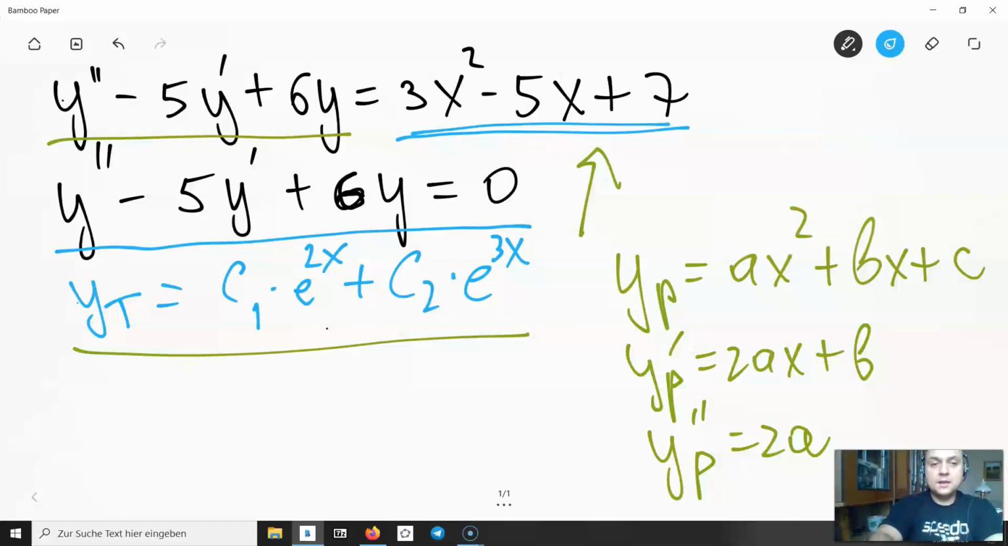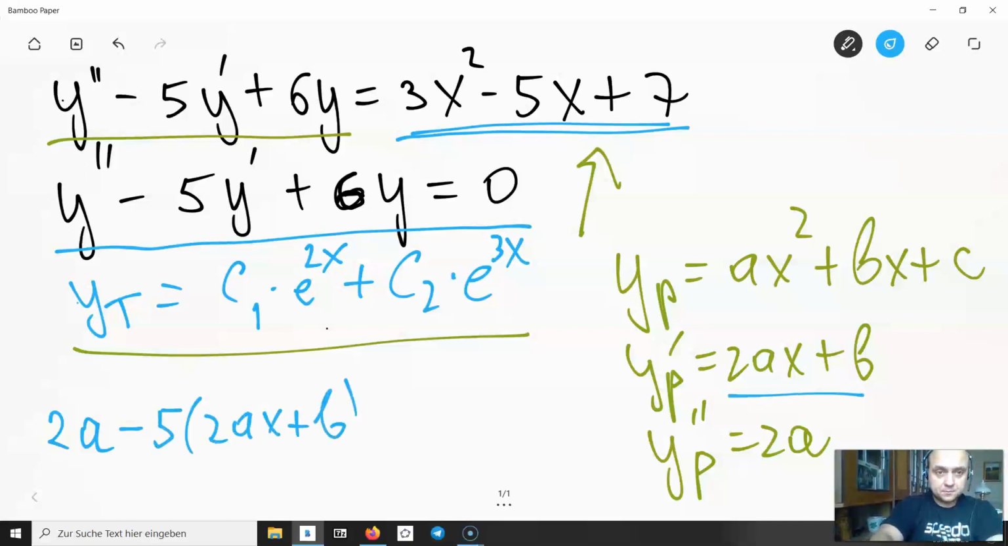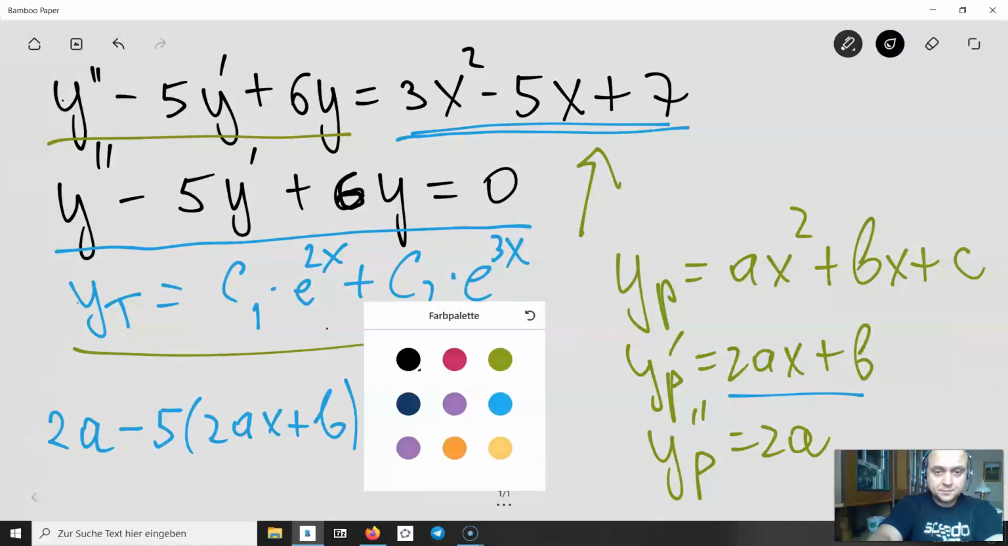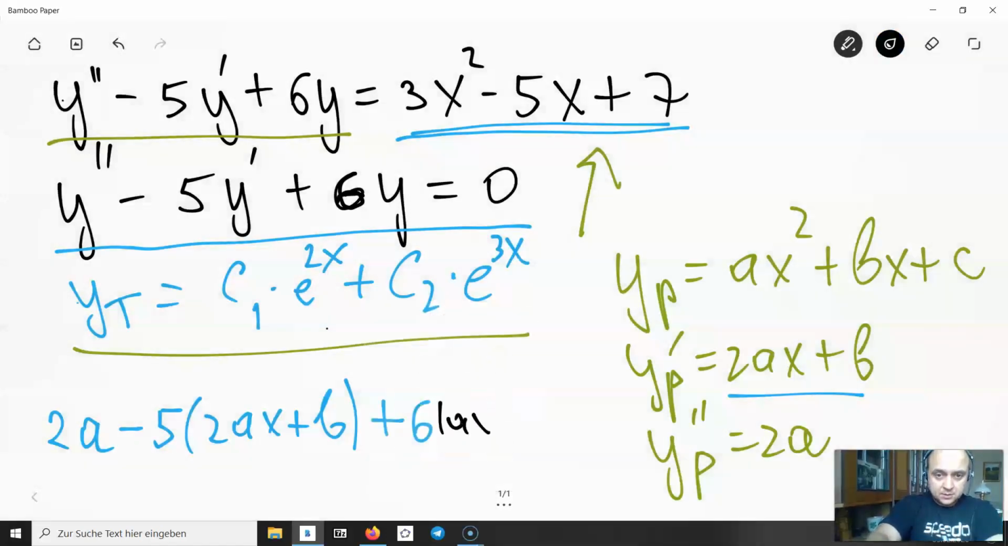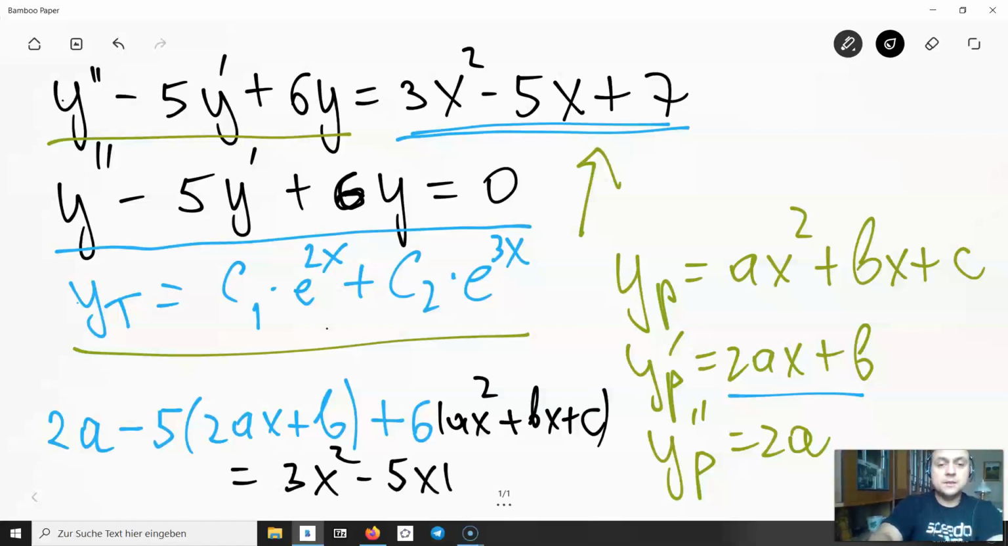So let's see, y second prime, what was that? As you can see, it was 2a, right? Minus 5 times y prime. What is y prime? You can see it here. This is 2ax plus b, plus 6y. So 6, and what is y? This is our particular solution, ax squared plus bx plus c. So this is the left-hand side. What is the right-hand side right now? It's going to be 3x squared minus 5x plus 7, as you can see right here.